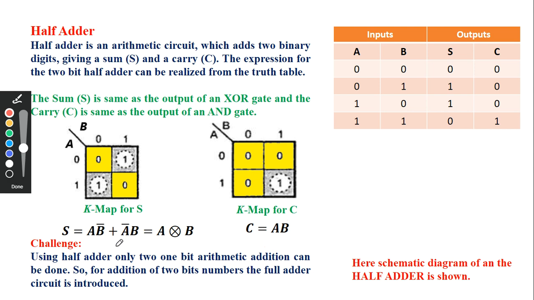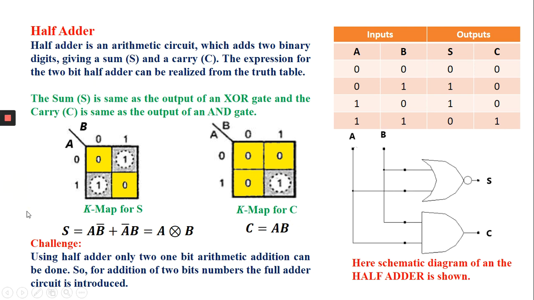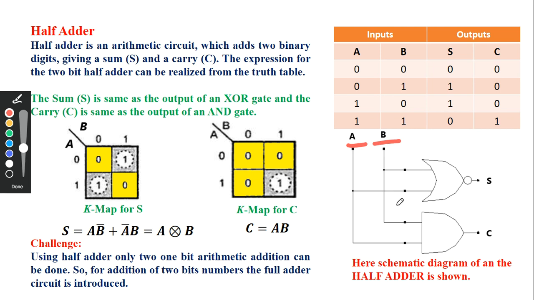Fine. So now we have found the expression for sum. We have found the expression for carry. Now from these two expressions we can see we need one XOR gate and one AND gate to design a half adder circuit. Okay. So the circuit is now this, sum and carry, where my inputs are A and B. Okay. When these A and B are passed through an XOR gate, it will generate a sum. When these two inputs are passed through an AND gate, it will give me carry.